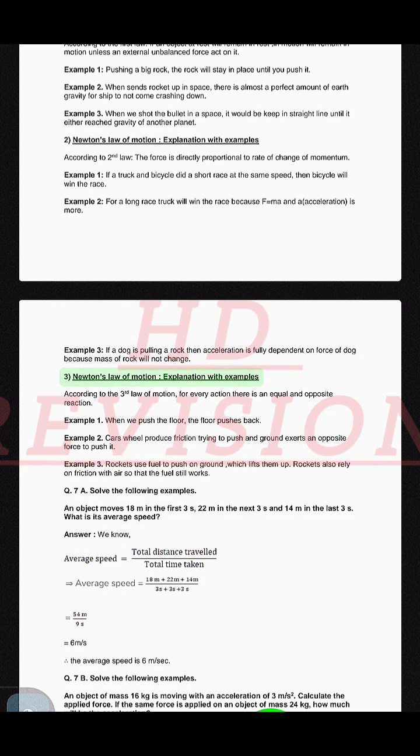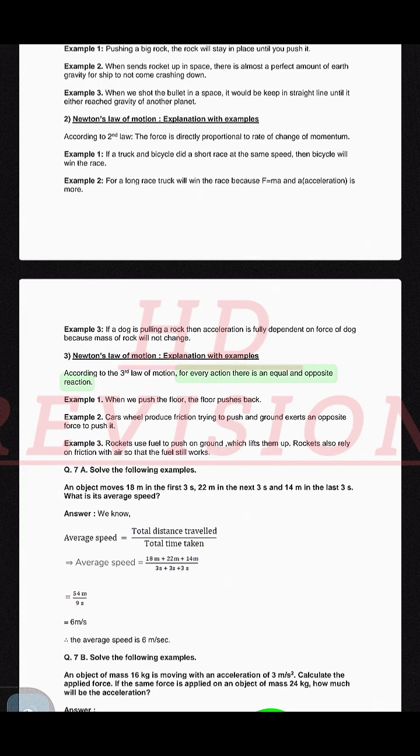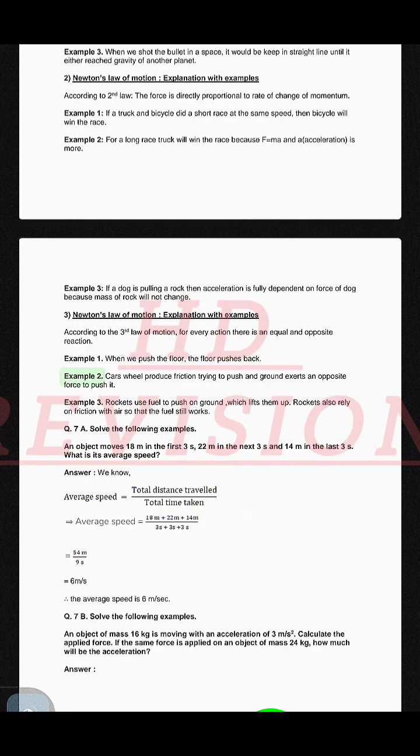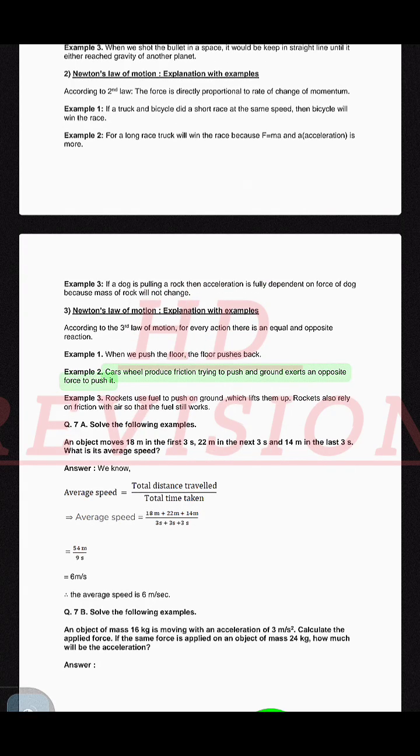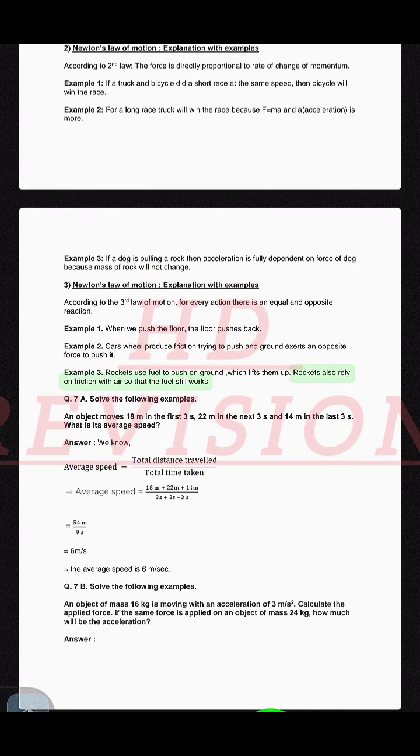3. Newton's third law of motion. Explanation with examples: According to the third law of motion, for every action there is an equal and opposite reaction. Example 1: When we push the floor, the floor pushes back. Example 2: A car's wheel produces friction trying to push the ground, and the ground exerts an opposite force to push it. Example 3: Rockets use fuel to push on the ground, which lifts them up. Rockets also rely on friction with air so that the fuel still works.